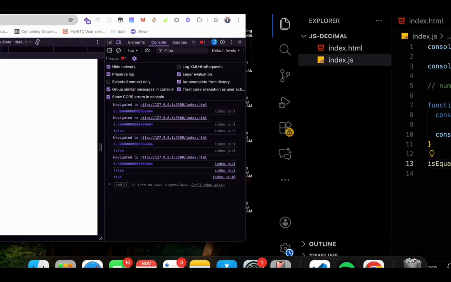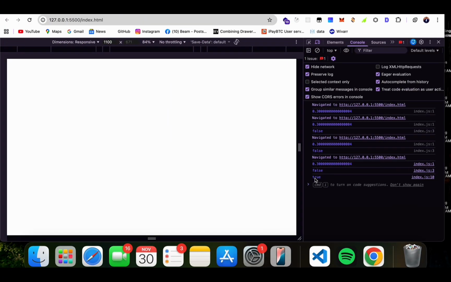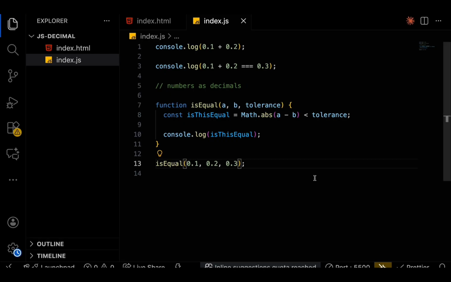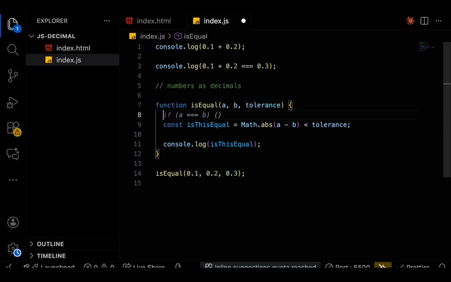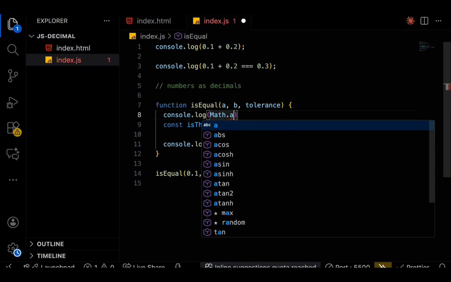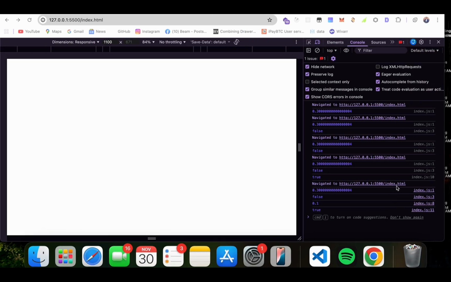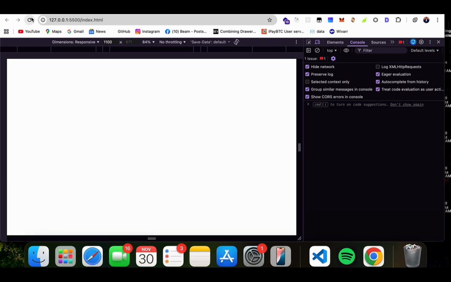So when we run this now, you should see that we get a true. Why? Because we are willing to let go of that tiny difference. By the way, let me show you what that tiny difference actually is. When we console log math.abs and then we pass in a minus b, you should see that tiny difference. So this is the tiny difference. Let's console log it again. So this is the tiny difference, 0.1.